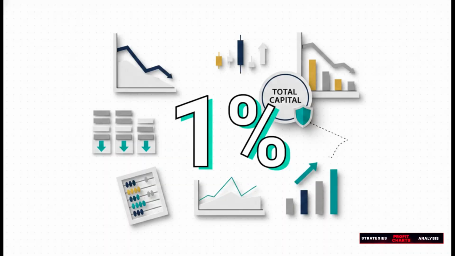And to survive the inevitable losing streaks, the golden rule is risking only 1% to 2% of your total capital per trade. Let's do the math real quick. A trader with a $10,000 account risking just 1% could literally suffer 10 consecutive losses and still have over $9,000 sitting there ready to fight another day. It is the ultimate tool for capital preservation.